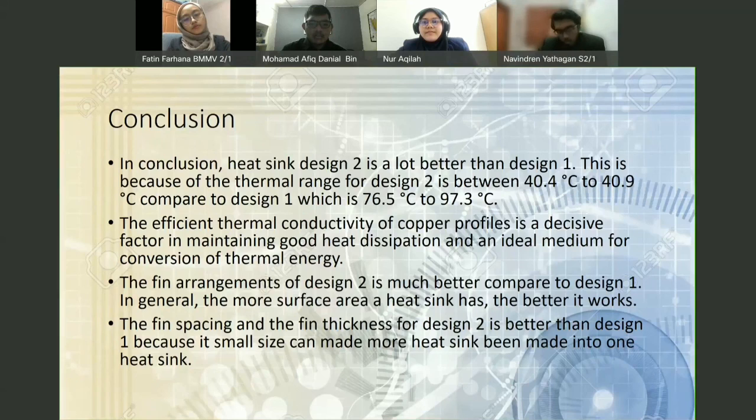In general, the more surface area a heatsink has, the better it works. The fin spacing and the fin thickness for design 2 are better than design 1 because its small size can make more fins fit into one heatsink.